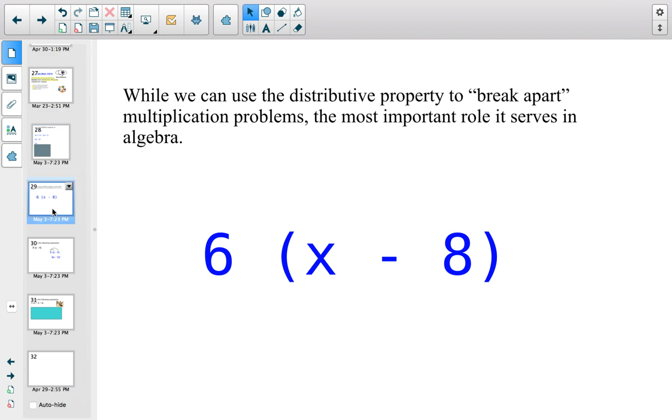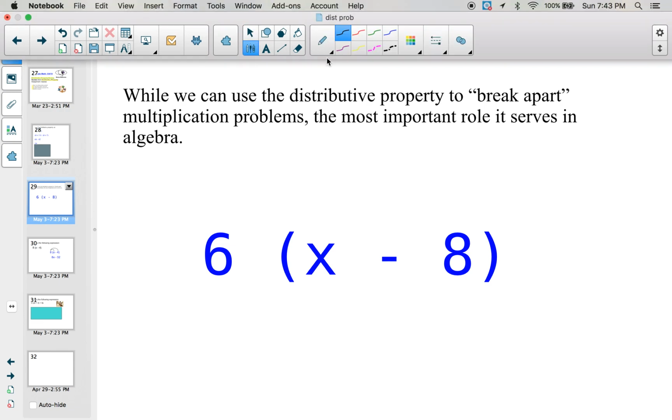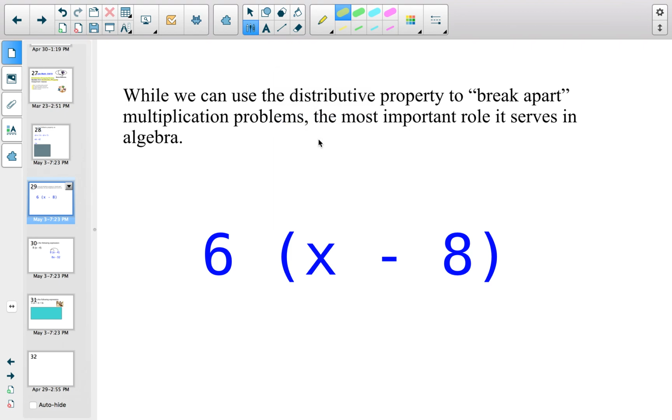While we've been using it to break apart multiplication problems, the most important role that it serves is in algebra, right? Algebra is where we always have this x right here. We may like him, we may hate him, but in algebra, we're always going to be using an x like that. And if we look at x minus 7, if I told you, find me the answer for x minus 7, or x minus 8, you wouldn't be able to do that, really.